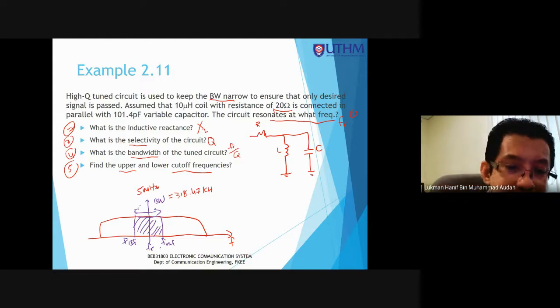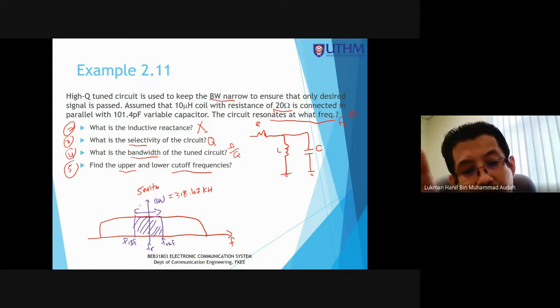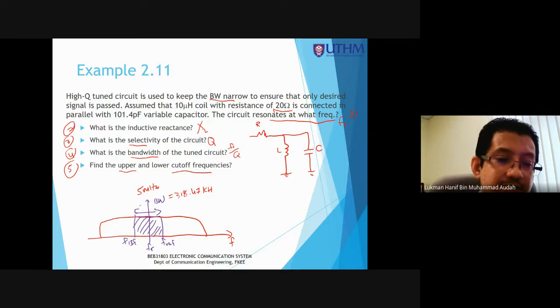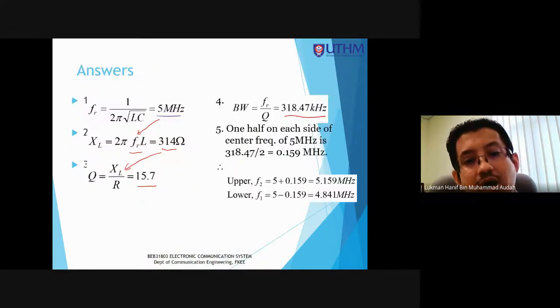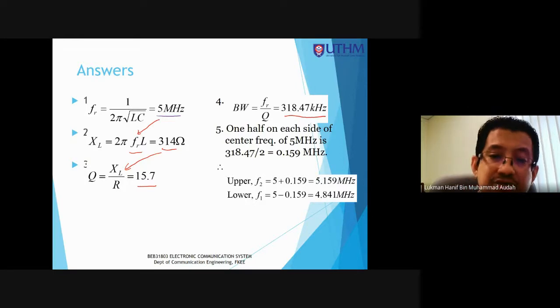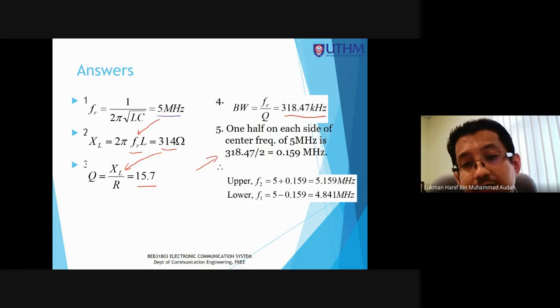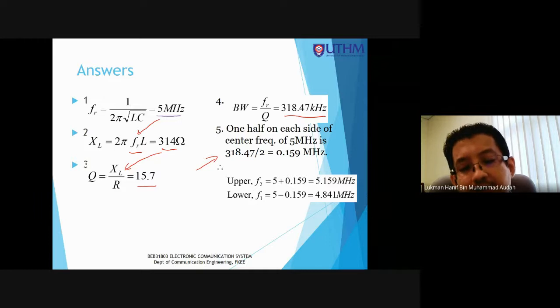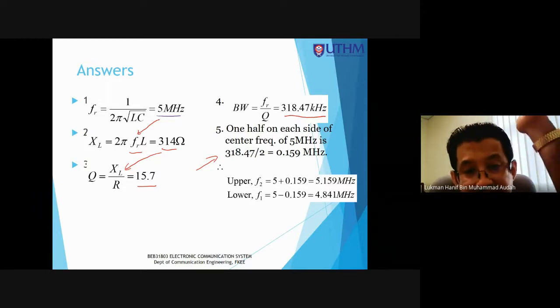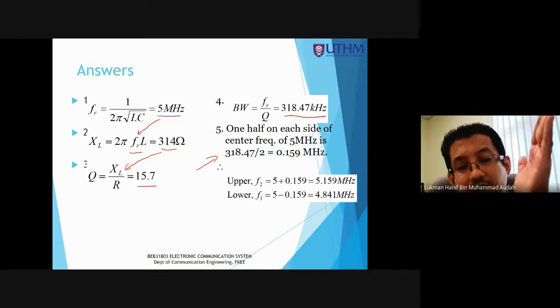The next question asks, if we know the bandwidth and we know the center, then we can calculate the upper and lower side frequencies. So how do we determine the upper and lower side frequency? What is done here is first we divide by 2. We divide the bandwidth into 2 so that we can add and subtract from the center frequency. We divide by 2 so we know the half distance, so we can add and subtract from the center. Then we can know the distance above and below.